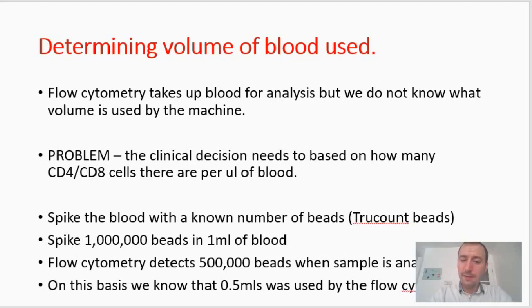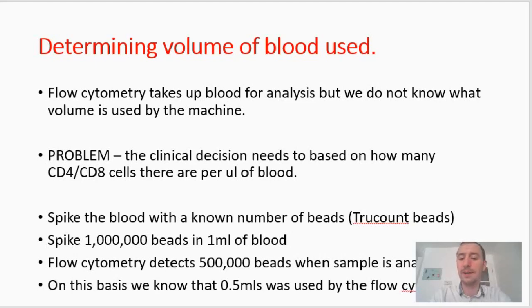So, the flow cytometer itself takes up blood for analysis. But the difficulty is that when the flow cytometer takes up the blood for the analysis, there's no way of determining what volume was taken up by the machine. So this creates a problem because the clinical decision needs to be based on how many CD4, CD8 cells there are per microliter of blood. So, as I said, we need to determine the volume of blood used by the flow cytometer.